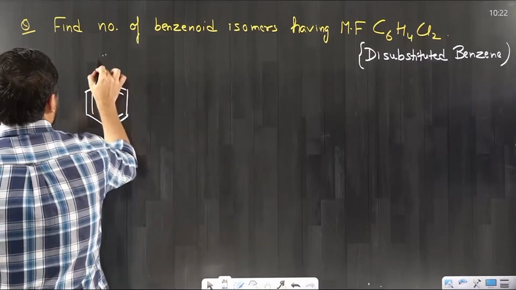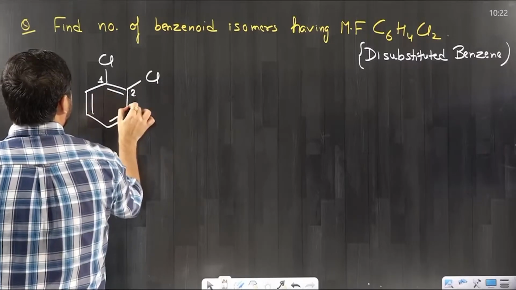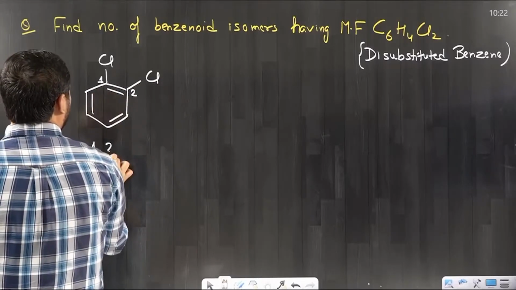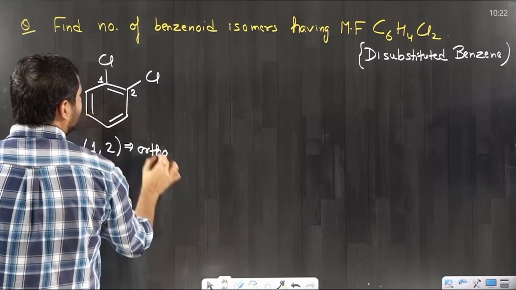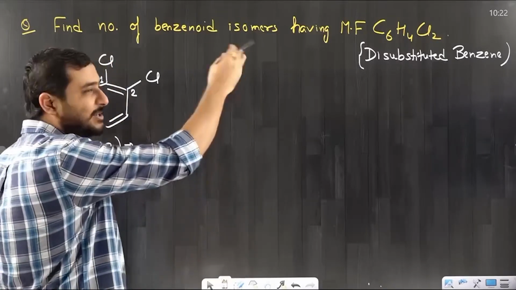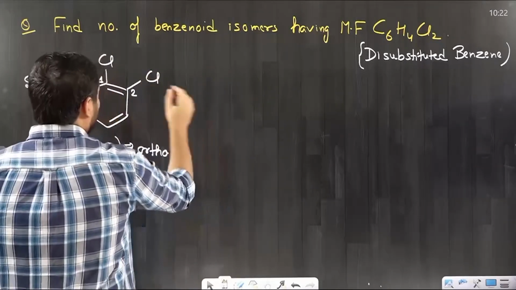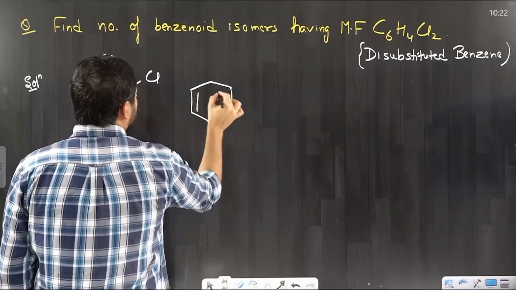So first, what is possible? 1, 2 at first position, second position. So 1, 2, do you remember? This is also called ortho derivative. That is by mistake I have written that. Now next is if we take 1, 3 derivative.